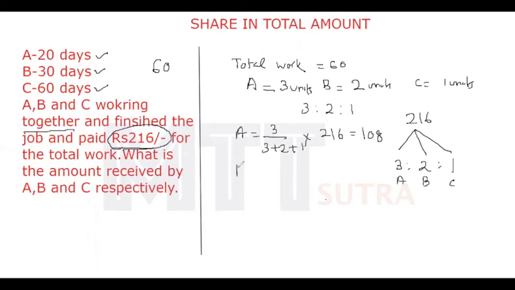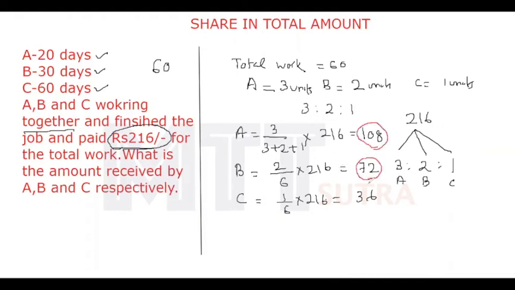And what is the amount received by B? That is 2 by the total, that is 3 plus 2 plus 1 is 6, into 216. So 1/3 of 216, that you will get 72 rupees. And the amount received by C, 1 by 6 into 216, 1/6 of 216, that comes to 36. So this is the individual amount received by A, B, C. The only concept you need to remember is the amount will always be divided in the ratio of the work done by the individual.